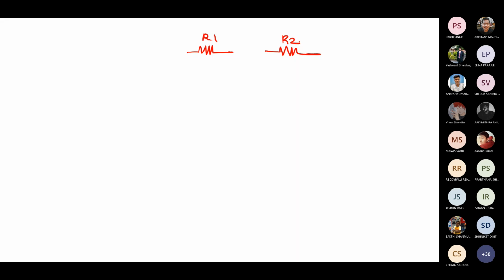If I take two resistors R1 and R2 in parallel, then what will the equivalent resistance be, student? 1 by R is equal to 1 by R1 plus 1 by R2. Okay, so R is 1 divided by (1 by R1 plus 1 by R2). Fine.